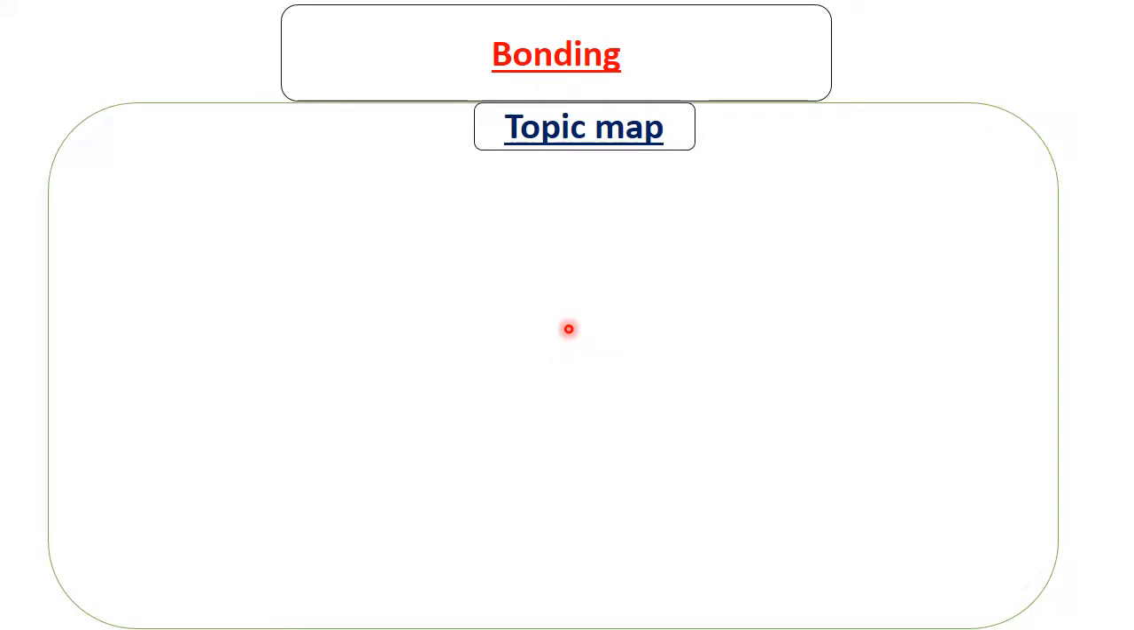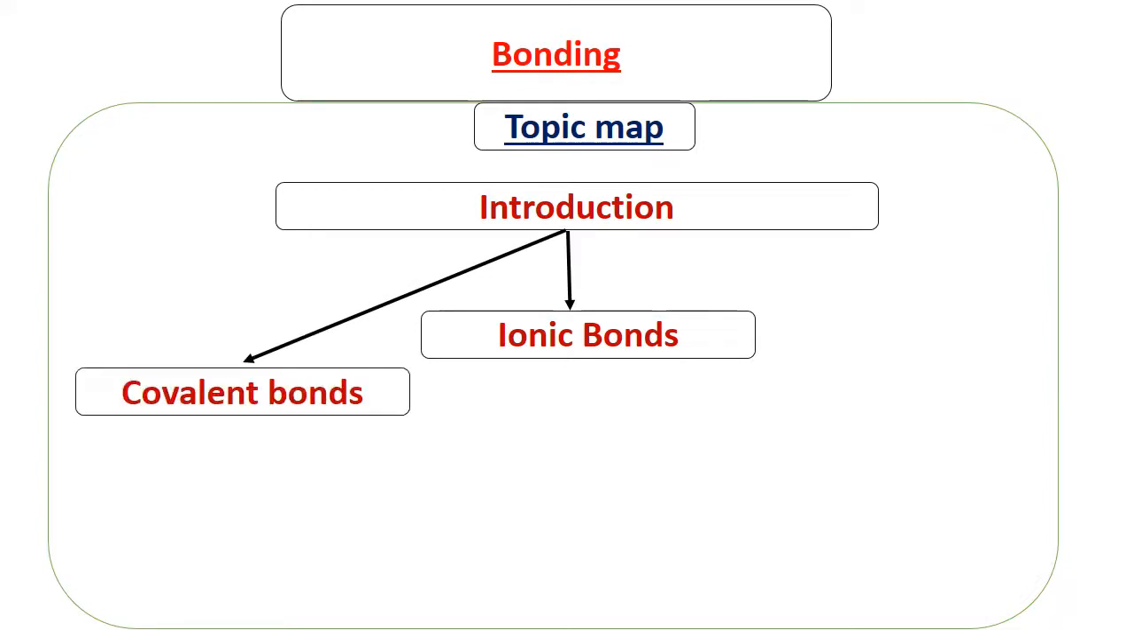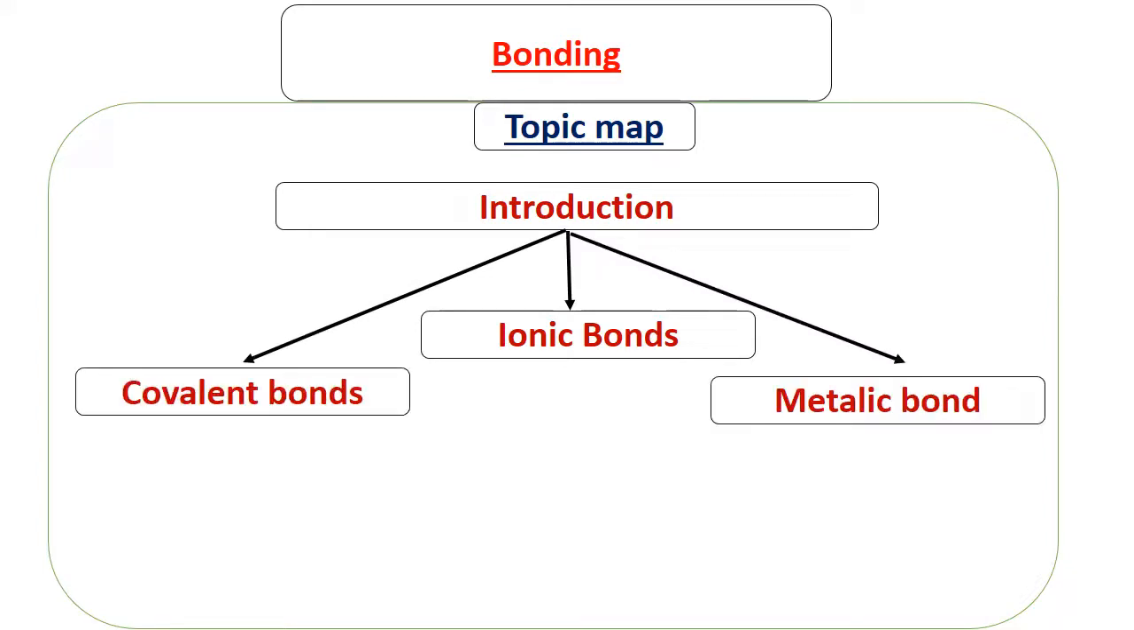In this video we're going to take a look at the introduction, then we'll move on to ionic bonds, which are just a type of bond. Then in the second video we're going to take a look at covalent bonds and metallic bonds. Let's get started.